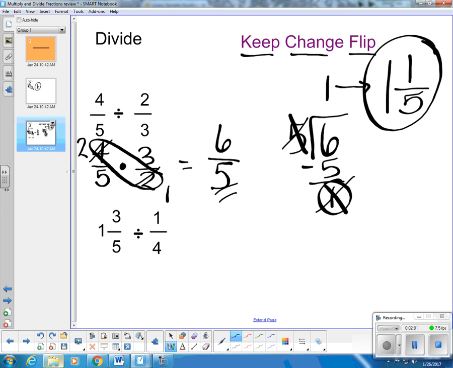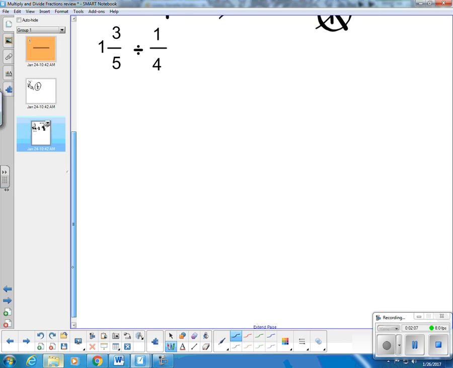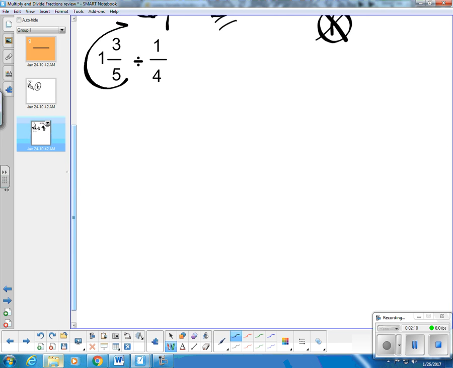Let's try another example, but this example has a mixed number in it. So we need to change that mixed number to an improper fraction. And we do that by doing MAD. We start at the bottom and work our way up. We multiply and then add. So 5 times 1 is 5, plus 3 is 8. So we have 8/5. We're just going to rewrite our problem.